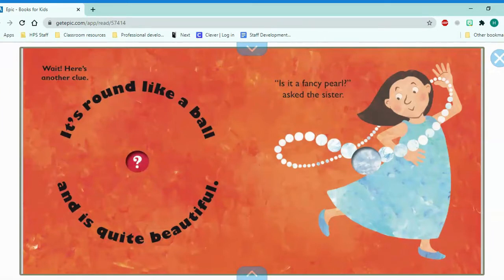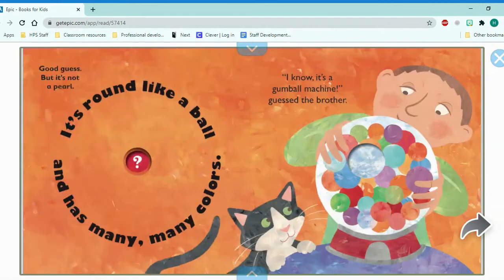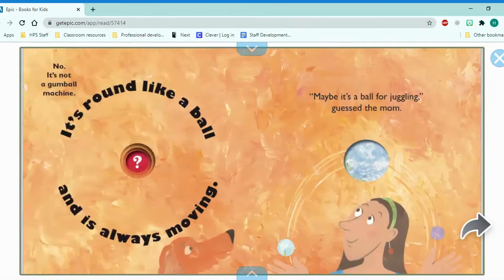"Is it a fancy pearl?" asked the sister. "Good guess, but it's not a pearl. It's round like a ball and has many, many colors." "I know, it's a gumball machine," guessed the brother. "No, it's not a gumball machine."